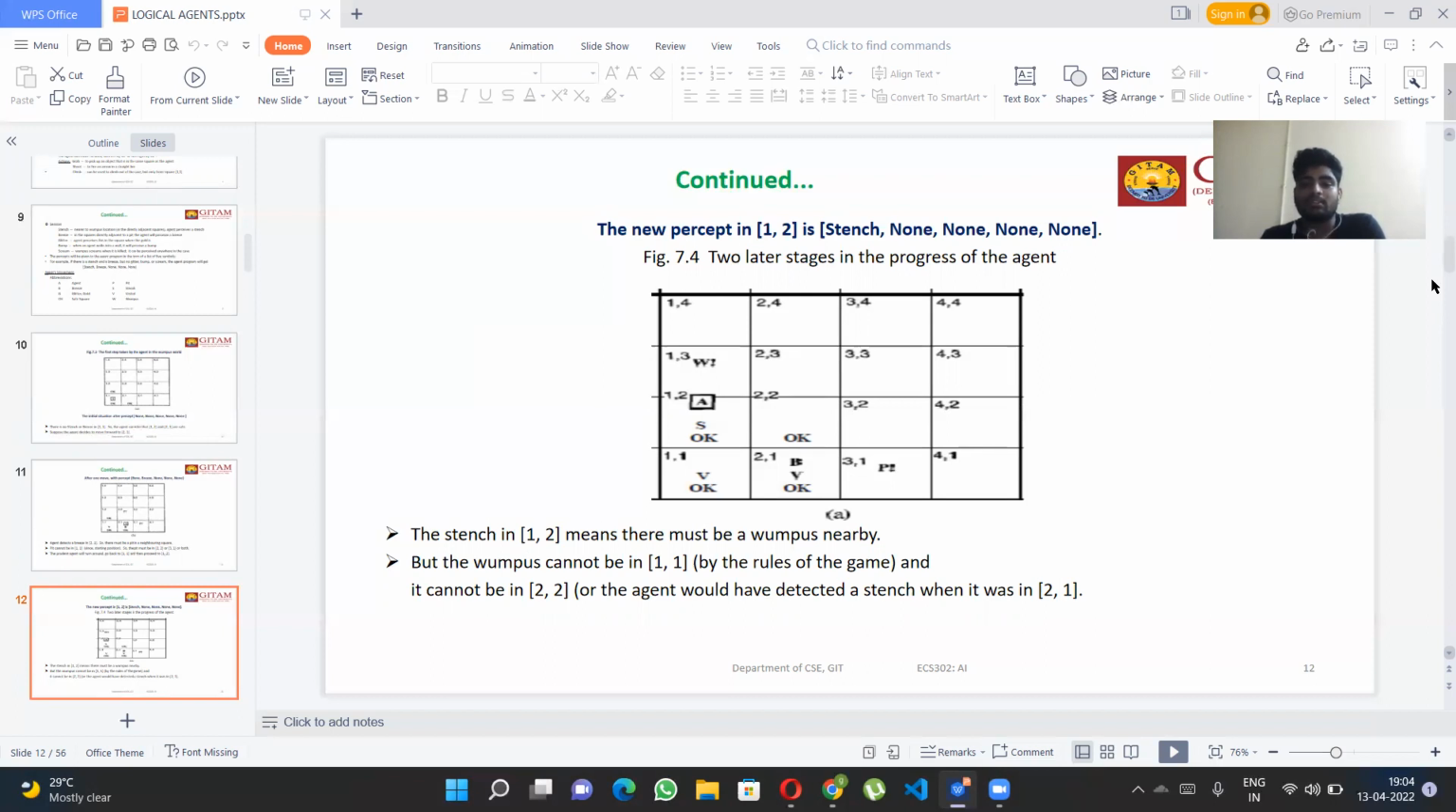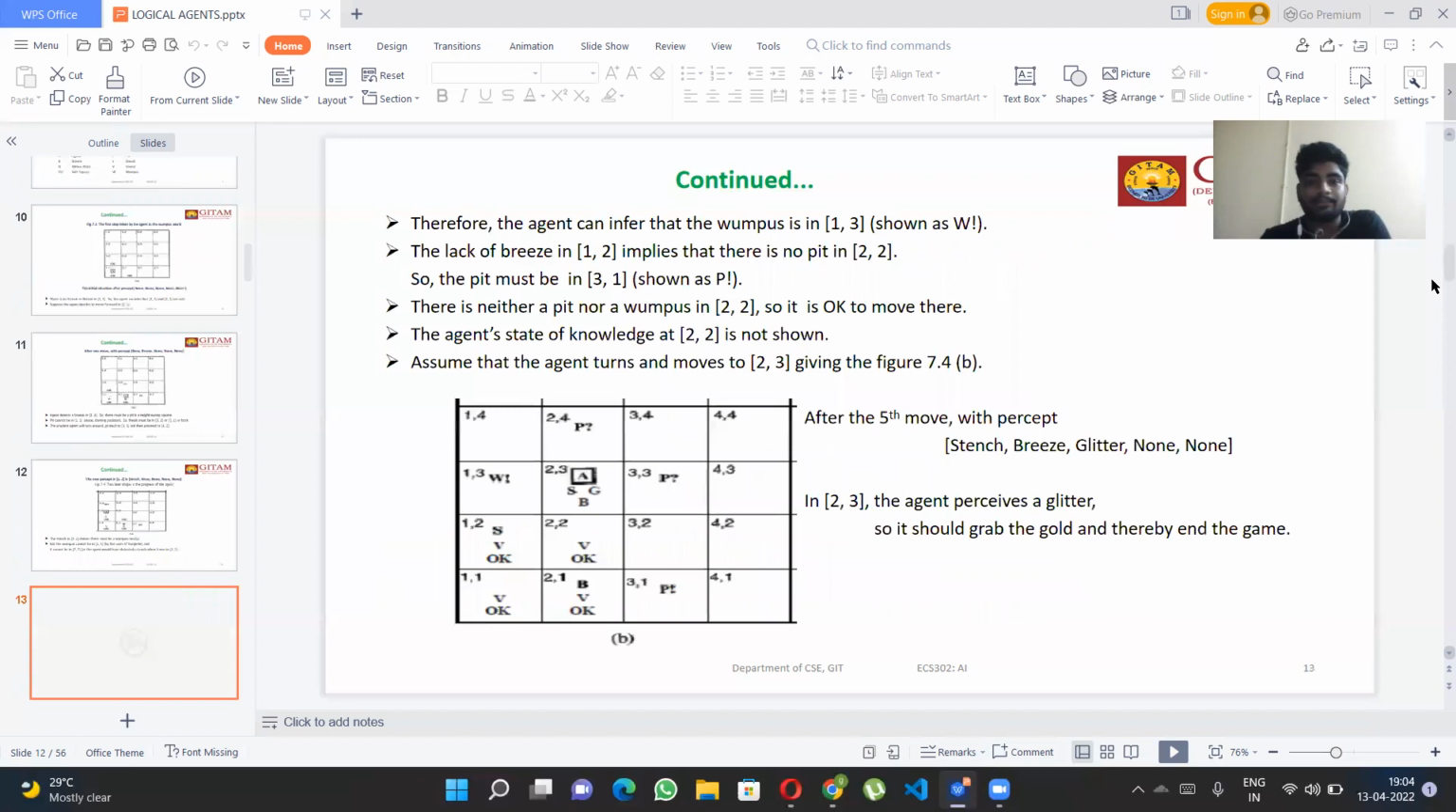And another case is also there. Another case is where the agent would have detected a stench. Stench means a smell, when it was in 2,1. I will continue with the next slide.